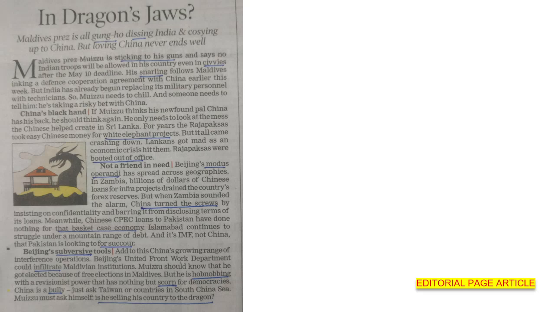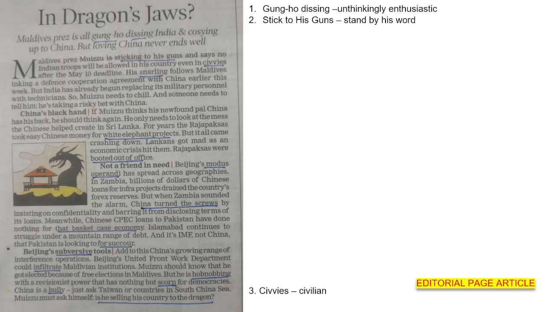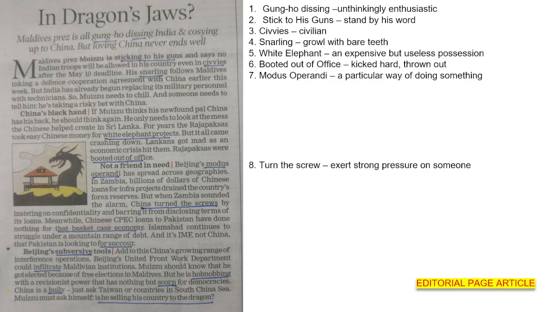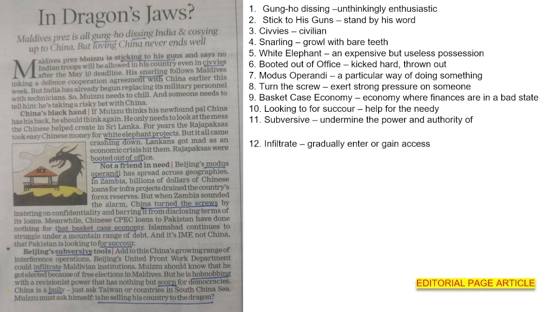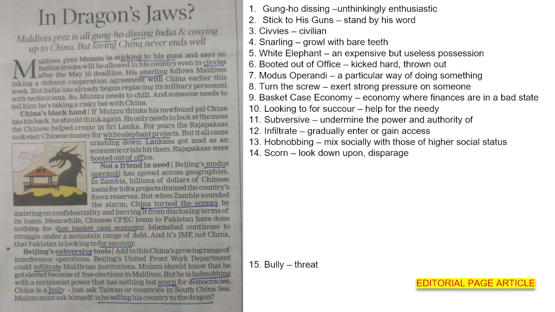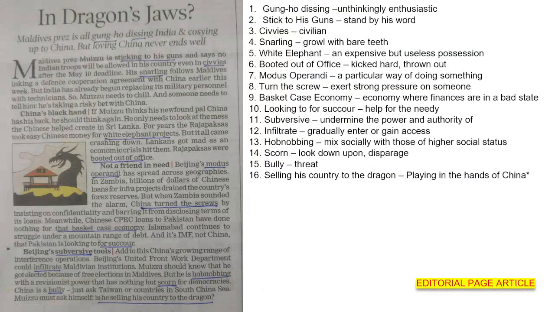So when I read this in Dragon's Jaw, I could understand what he is talking about, and then I had a bit of an idea of what is happening. And then I read the whole news. It has basically been talking about the Maldives president so and so sticking to his guns. Now gung ho is a kind of phrase, and sticking to guns is another phrase. And then I read this, and I find many words underlined. You can see how many words are there. These many words are there.